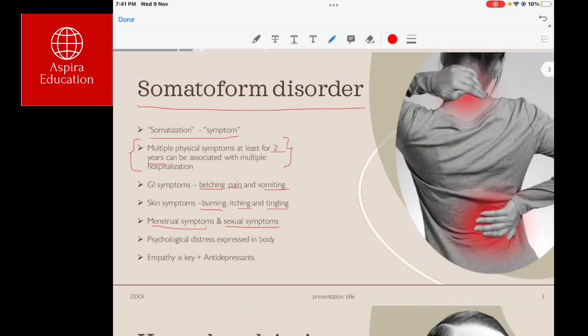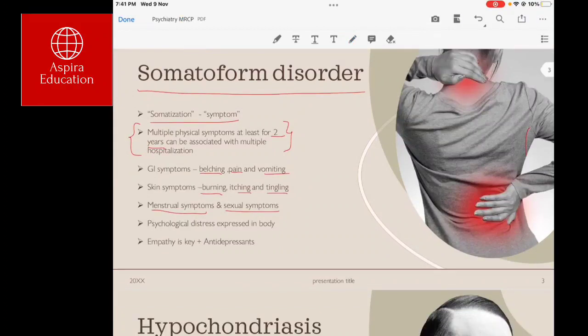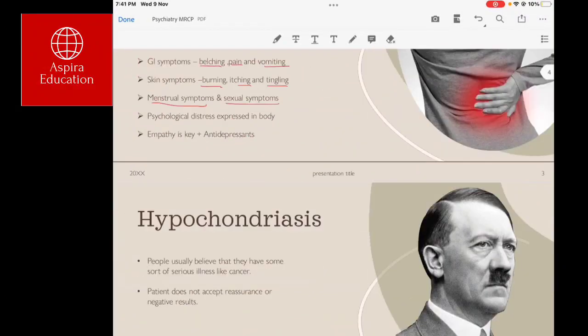And here, the main treatment lies in empathy. If the doctor doesn't believe this patient is having actual belching, actual pain abdomen, the patient is never going to be better. And one thing to be remembered is, they truly feel this pain. It is not like they are malingering, or doing it for some reason. So that is mainly somatoform disorder.